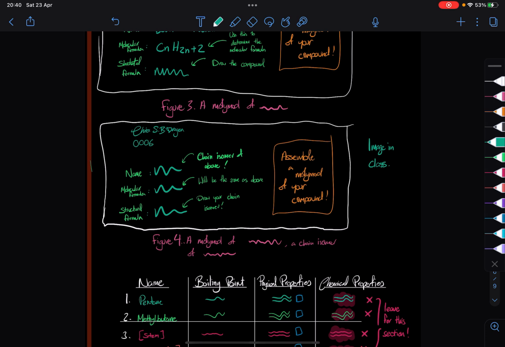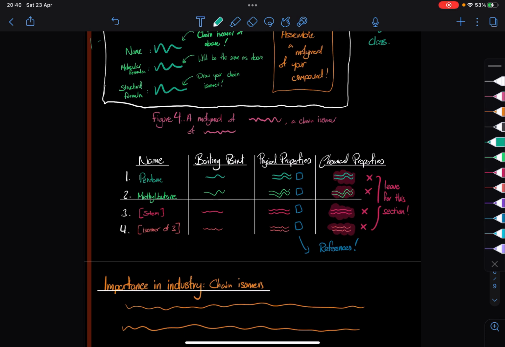Below that, you can then list its physical properties, boiling point, physical properties, and chemical properties. For the alkanes, I'm not too interested in the chemical properties because it's quite boring. There's not really that many of them. So I'm not too interested in this section here. But for this, a table makes it really nice and easy to do that.